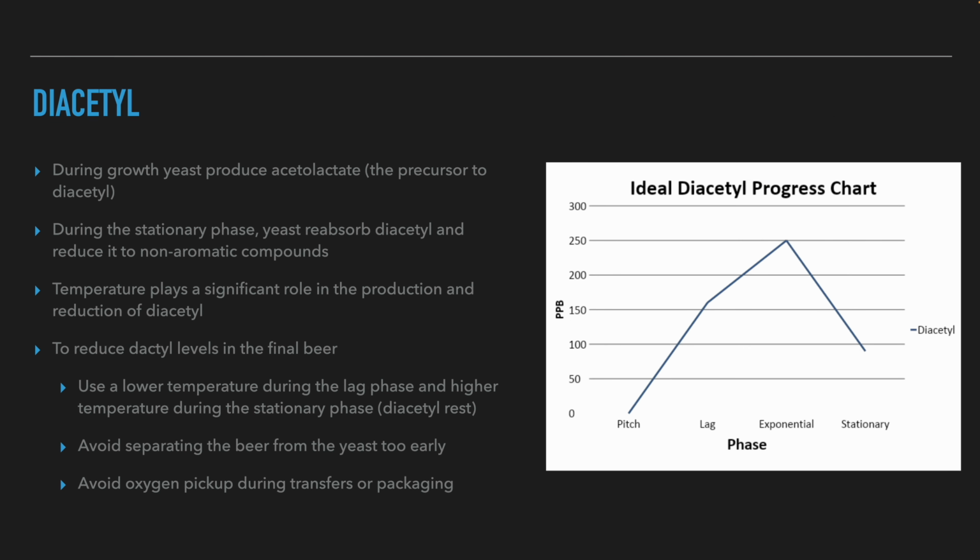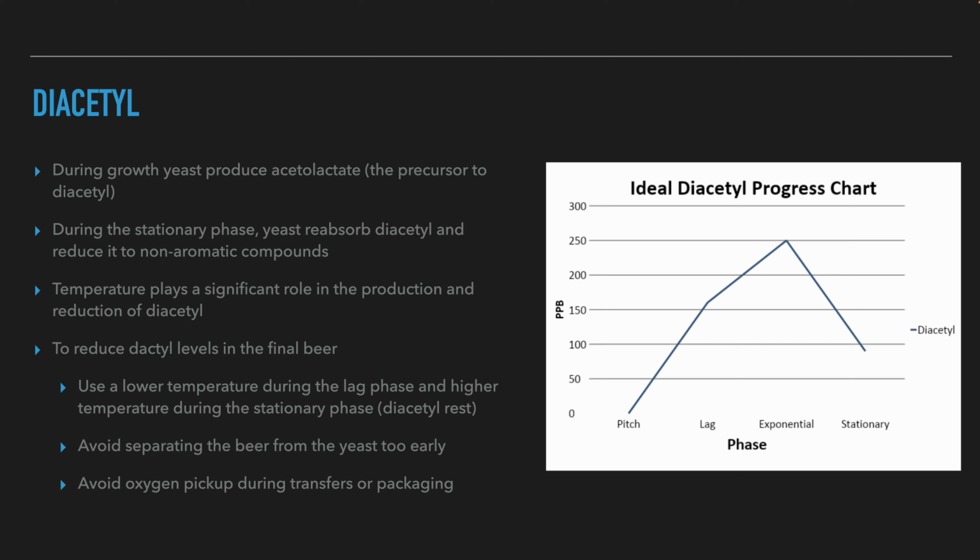Now, let's discuss diacetyl and cleaning the beer from off flavors at the end of fermentation. We said that as the yeast grow, they create acetolactate that can oxidize and become diacetyl. During the stationary phase, the yeast absorb the diacetyl and turn it into a tasteless substance.